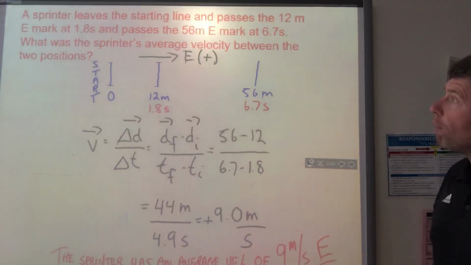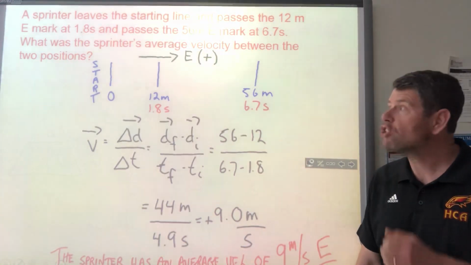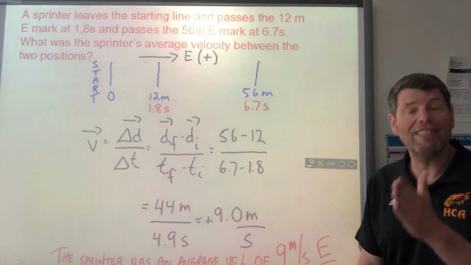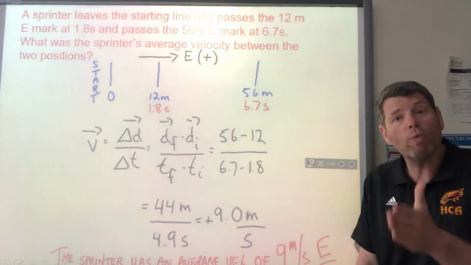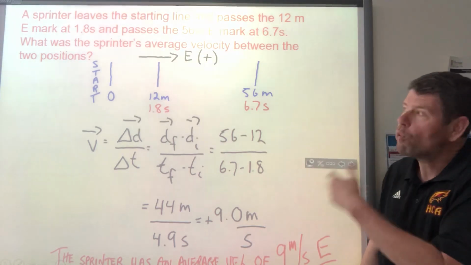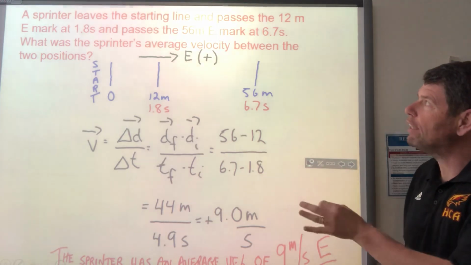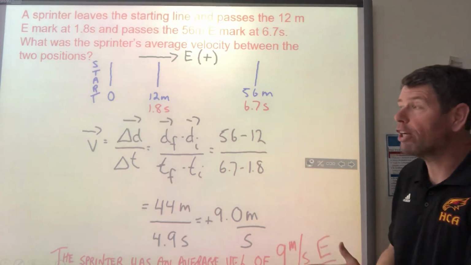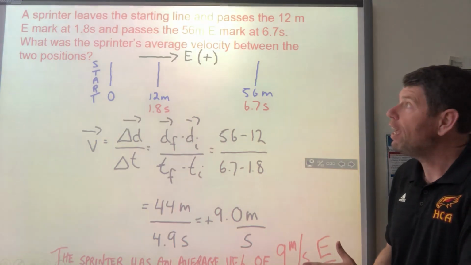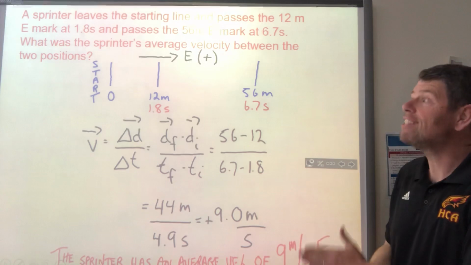Now, this second problem is going to be a different kind of question because our starting point is not 0. It's not 0 seconds, and it's not at the 0 reference point. So this is a race, a bit of a sprinter example. The sprinter leaves the starting line and passes a 12-meter east mark at 1.8 seconds, and then passes the 56-meter east mark at 6.7 seconds.